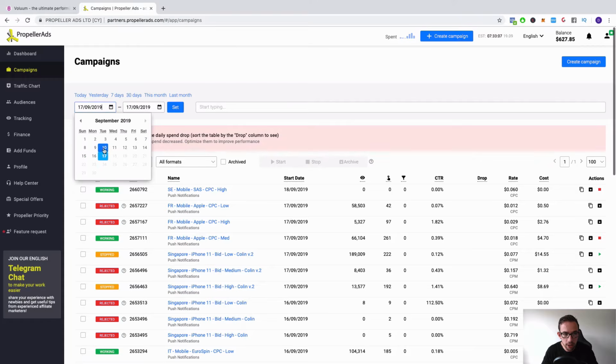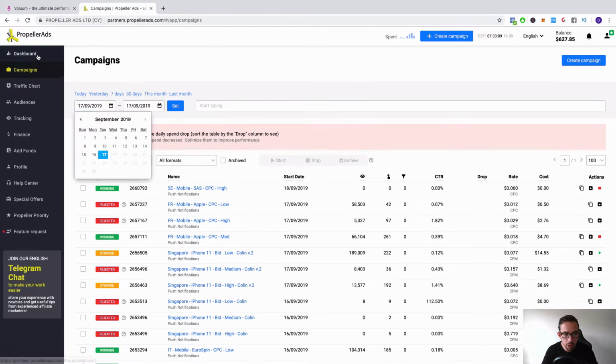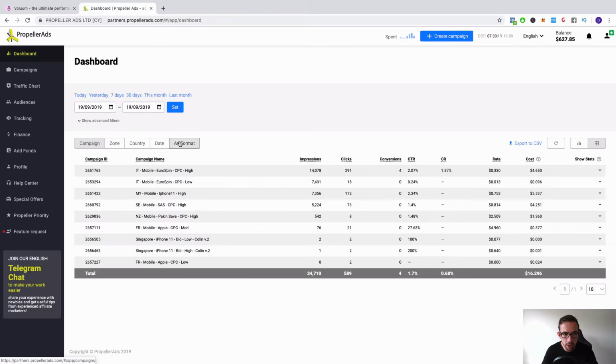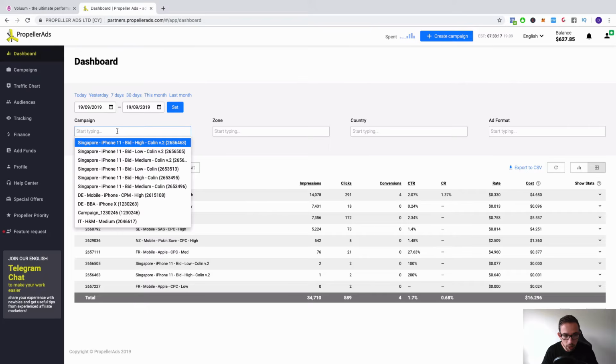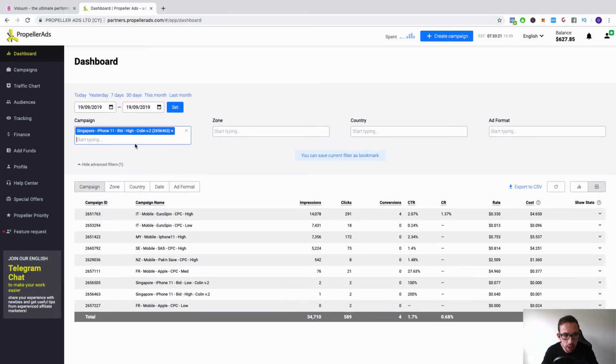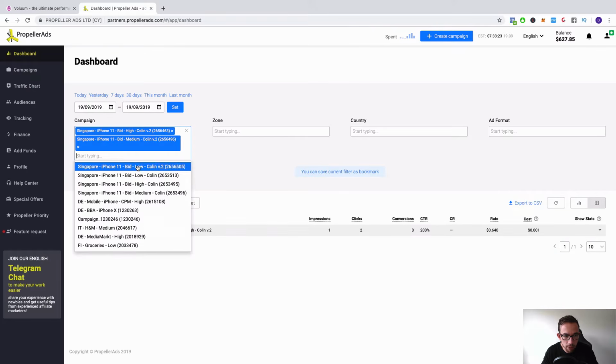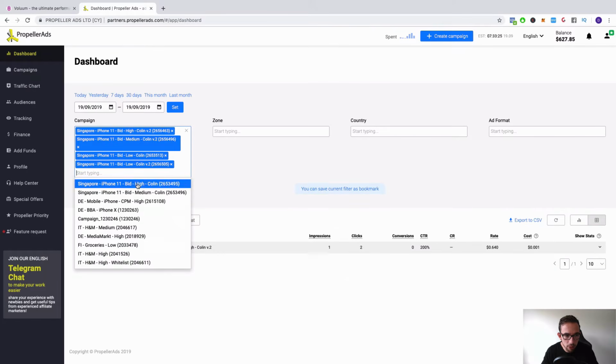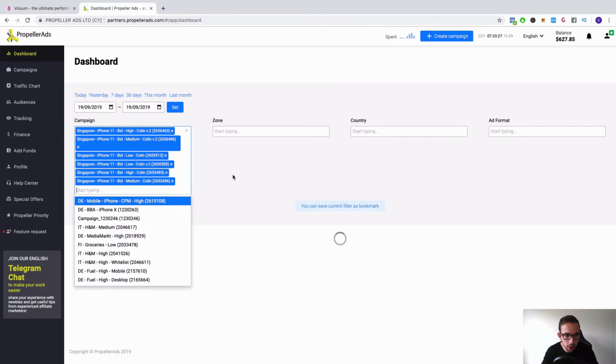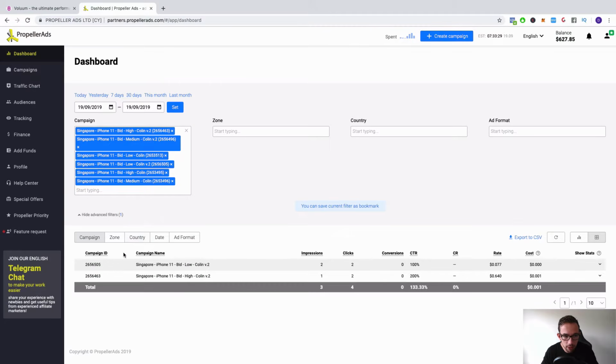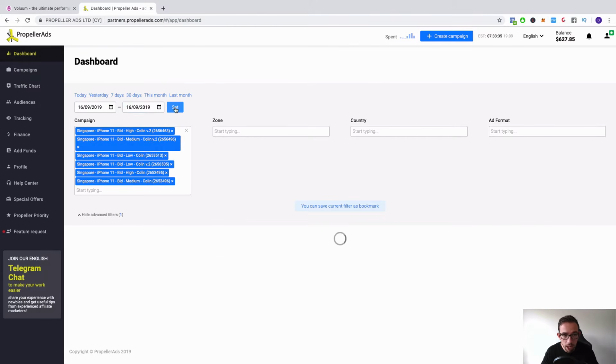So on the 16th, maybe I should just go to the dashboard. That's perhaps easier. Can I put a filter? No, we just have to look out here, filters. I want anything with my name, anything related with Colin. Can I do all of them? Yeah, okay, I can. So this way I can show you only my campaigns, so it doesn't confuse everybody. All right, so let's go back to the 16th. I'll show you guys what happened so far.